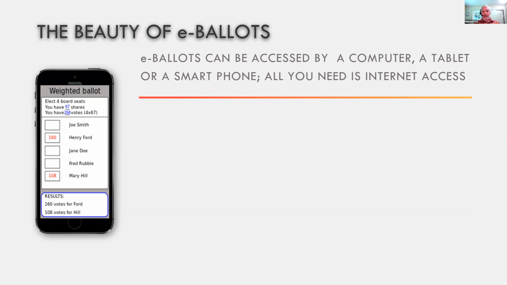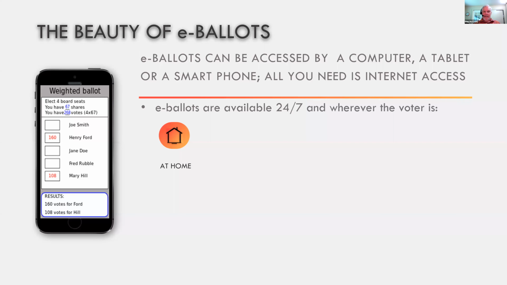Well, now when you think about electronic ballots, obviously there's no paper involved. An electronic ballot can be accessed by anything that can reach the internet, including your smartphone, including your iPad. If you can get to the internet, you can get to your electronic ballot. Now that means that since the internet is available 24/7, so is the vote available 24/7. And since the internet is available everywhere around the world, and even on cruise ships, that means that your electronic ballot is available anywhere you are.